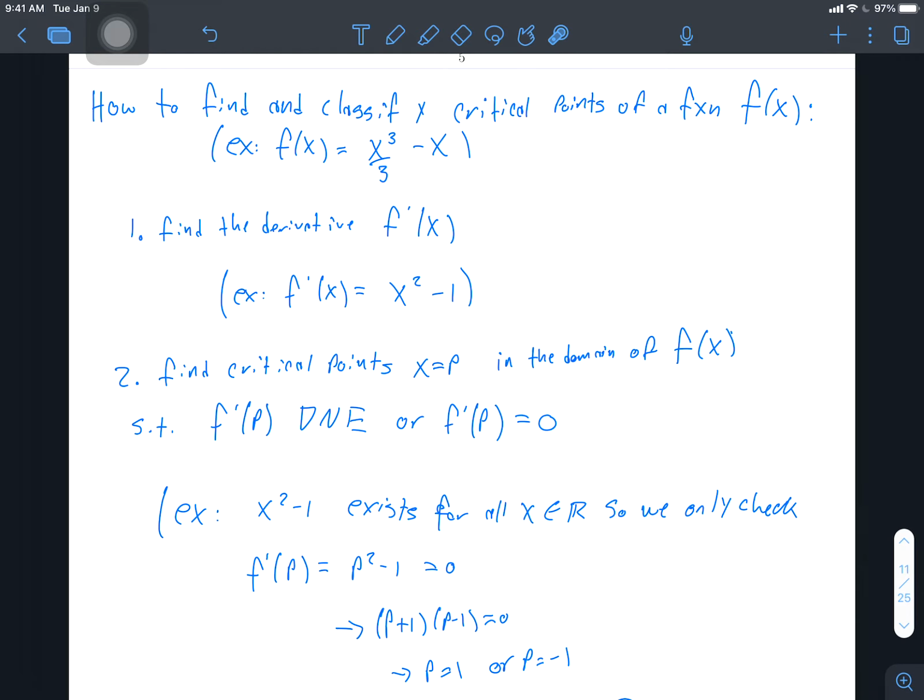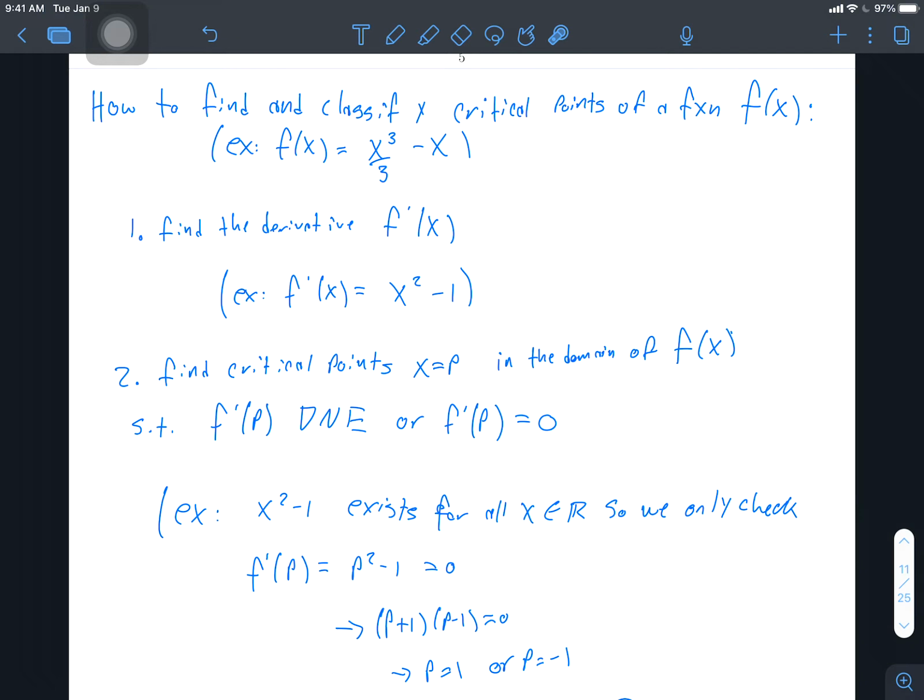So let's say I have this function, f of x equals x cubed over 3 minus x. I'm going to write all of this out in generality, but in each of these parentheses I write what I am actually going to do with this specific function. So the first step to finding and classifying the critical points of the function f is to find the critical points. Then I can worry about classifying them later.